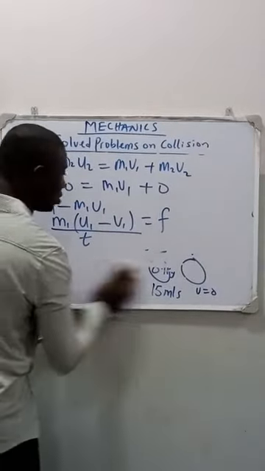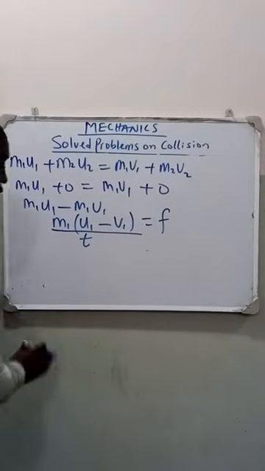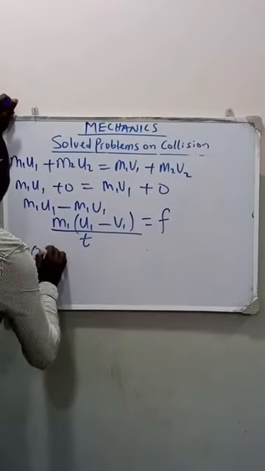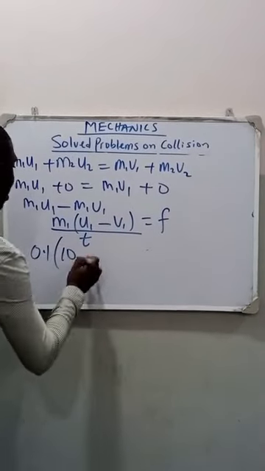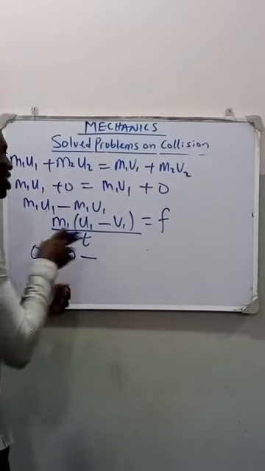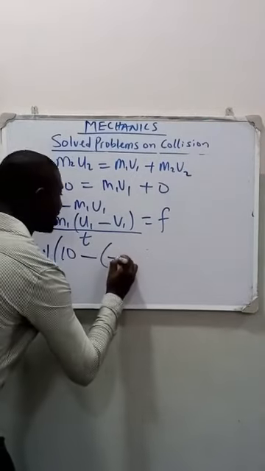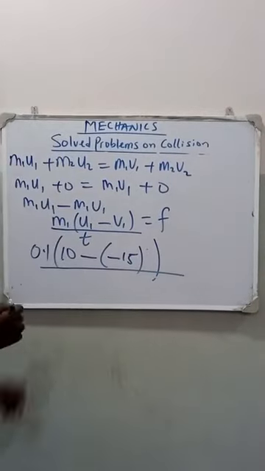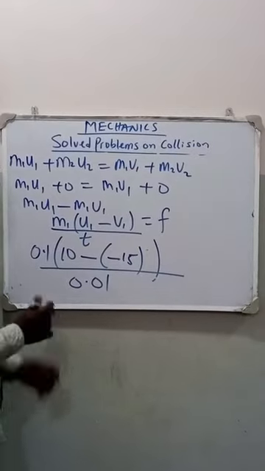So when we put in our values, let's see what we are going to have. The mass m1 is 0.1 kg, times u1, the initial velocity, which is 10, minus v1. Is v1 15 in the positive direction or the negative direction? Because it changes direction, it's going to be negative 15. Everything divided by the time, and we are given the time from the question to be 0.01.